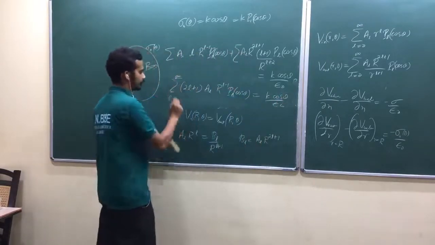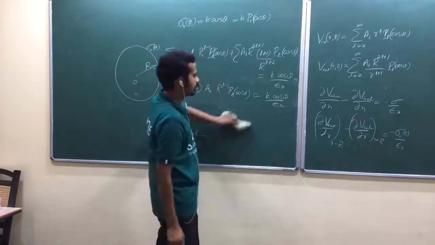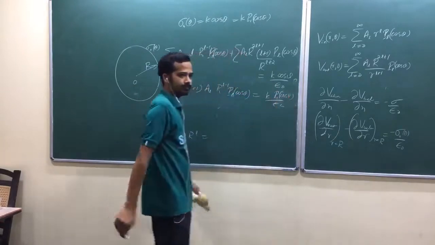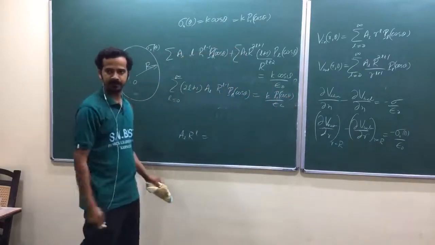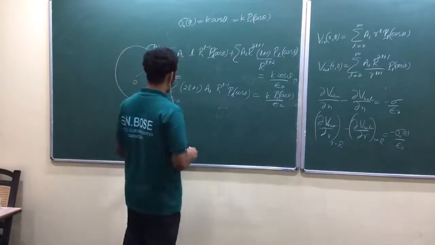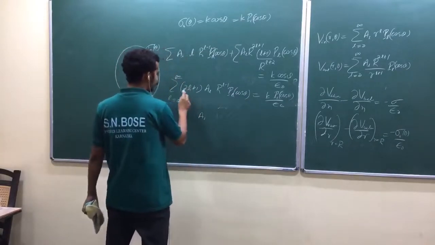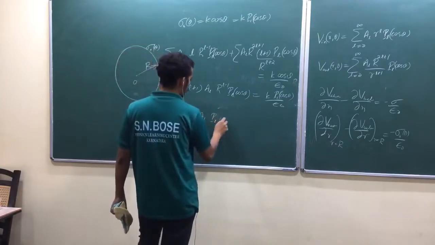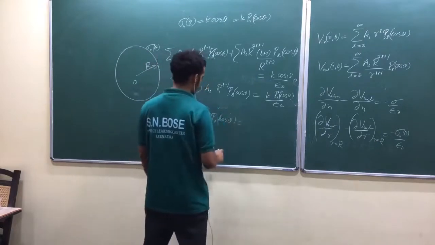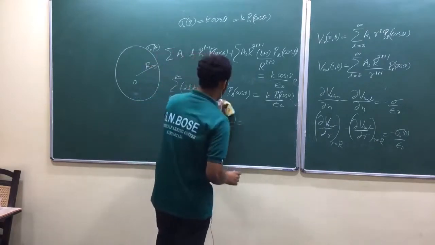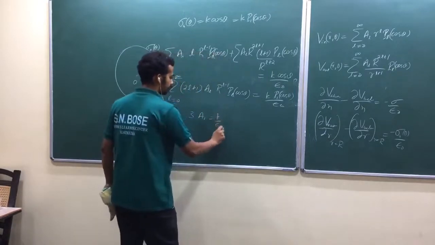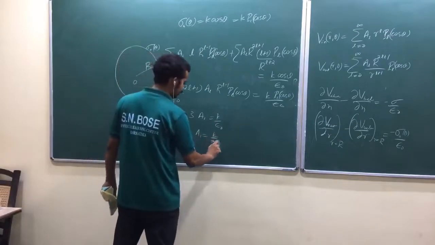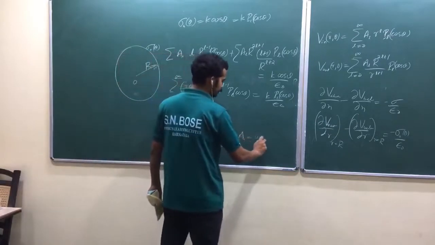L is equal to 0 to infinity. Only A1 exists. Why? Cos theta is P1 of cos theta. Isn't it? Only A1 exists. So what is this one? A1, when you put 1, what would you get? 3 r to the power 0 P1 of cos theta is equal to, I think you will get K by epsilon naught. Am I right? By equating, A1 is equal to K by 3 epsilon naught. All other A_L are 0.